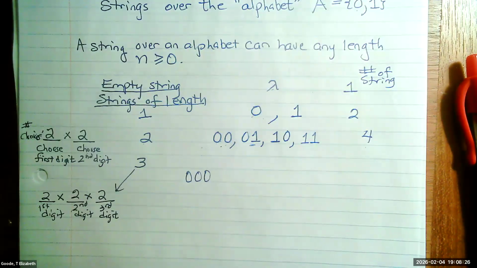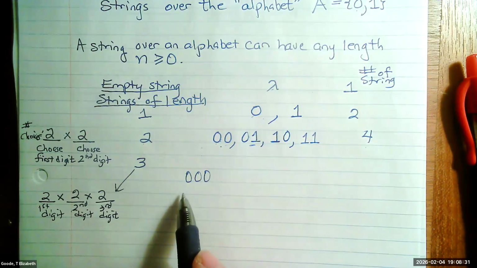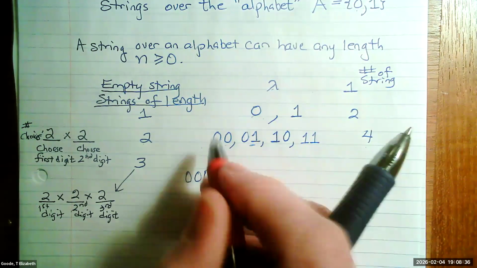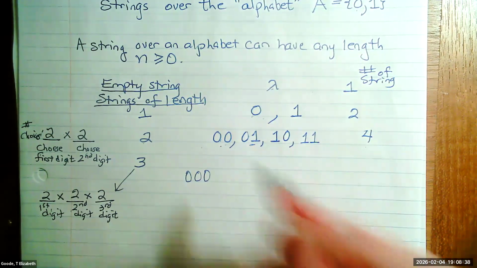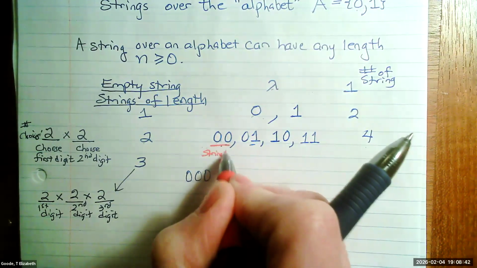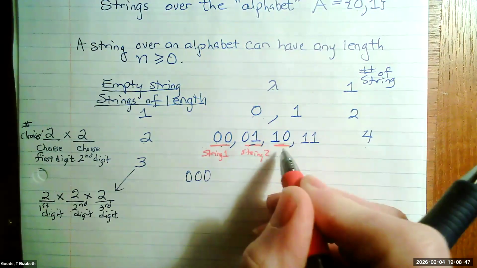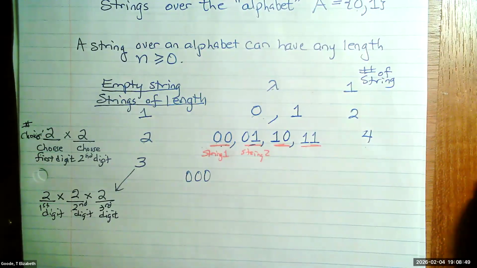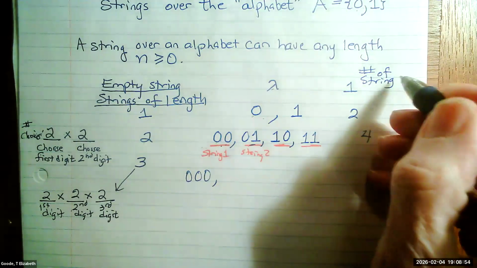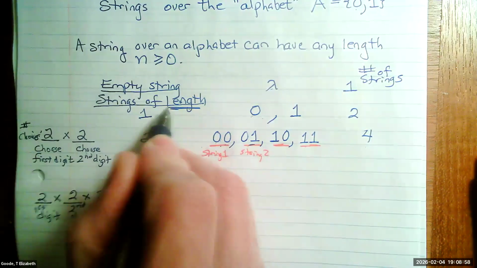Oh, so a string is basically the first group of numbers before the comma. Yeah, that's right. So this is string one, this is string two, three, and four. Okay. Here's string one, and that has three digits, and the length of the string is three. That's right. The length is three.